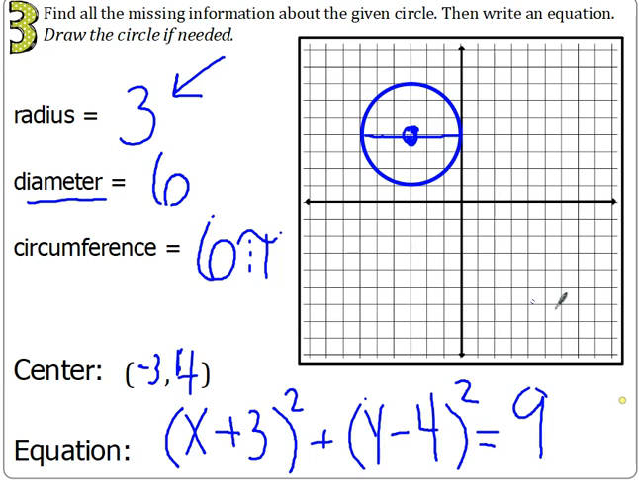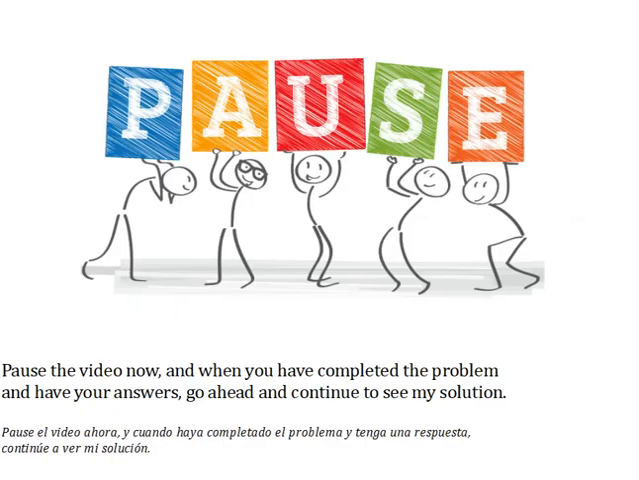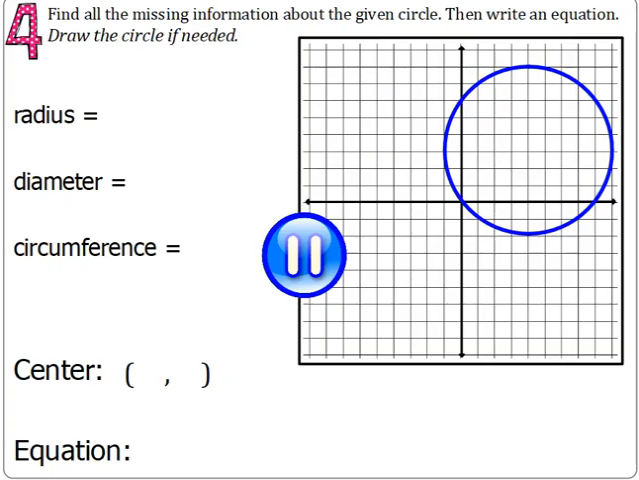All right, folks, this time it is all you. Here we have question number 4. It's the same directions as before. You're going to find the missing information. So at this time, I'm going to have you pause the video now, and when you've completed the problem and have your answer, go on ahead so you can see my solution.